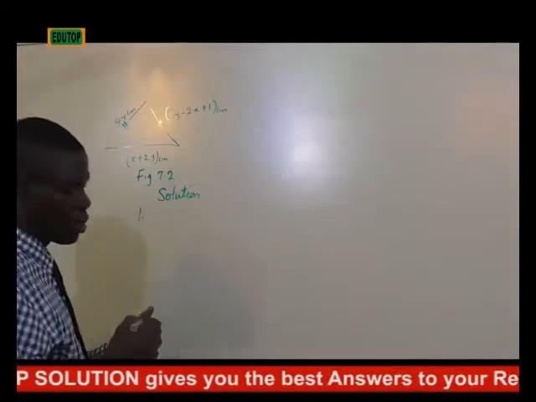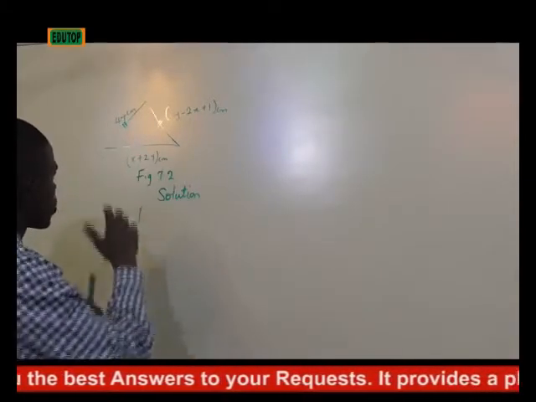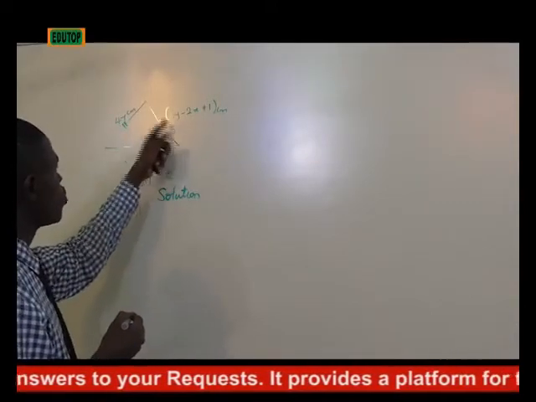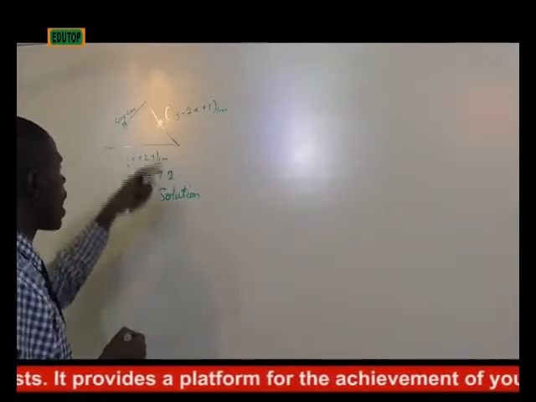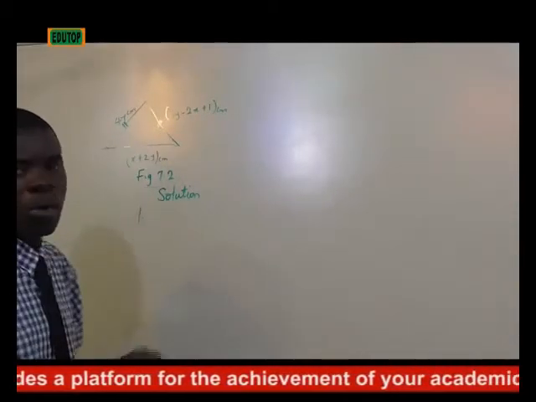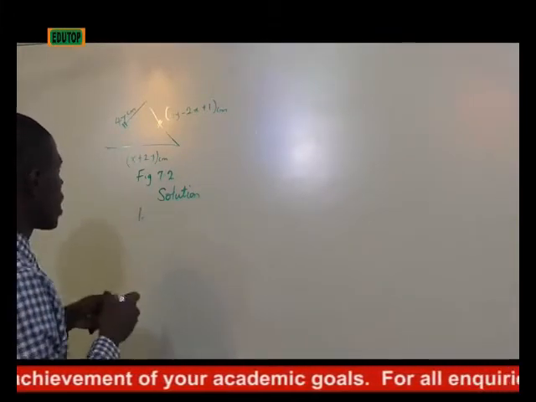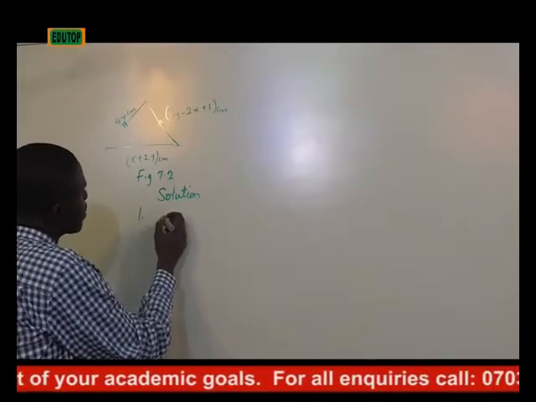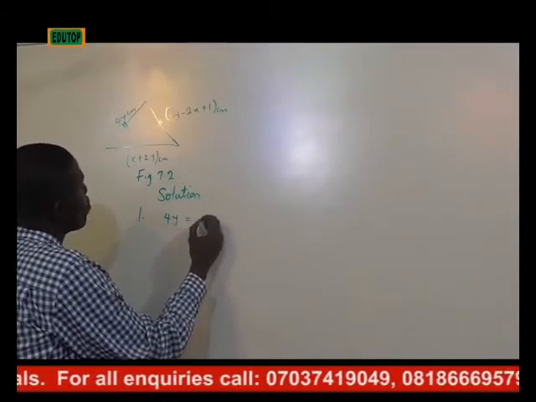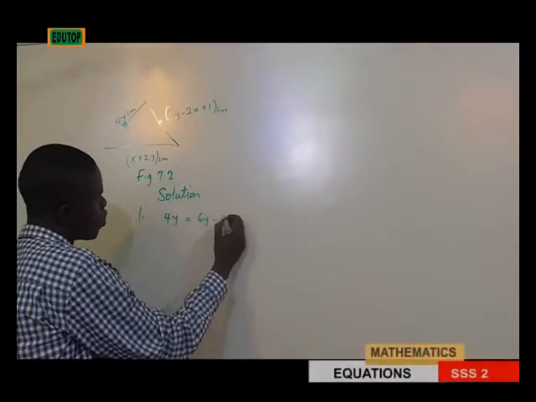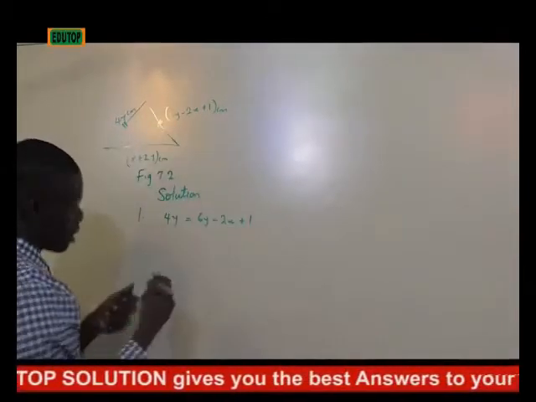Question 1. This figure 7.2 on the board is an isosceles triangle where these two opposite sides are equal and the base angles are also equal. So those are the properties of an isosceles triangle. Then we can say that 4y is equal to 6y minus 2x plus 1, since the two opposite sides are equal.